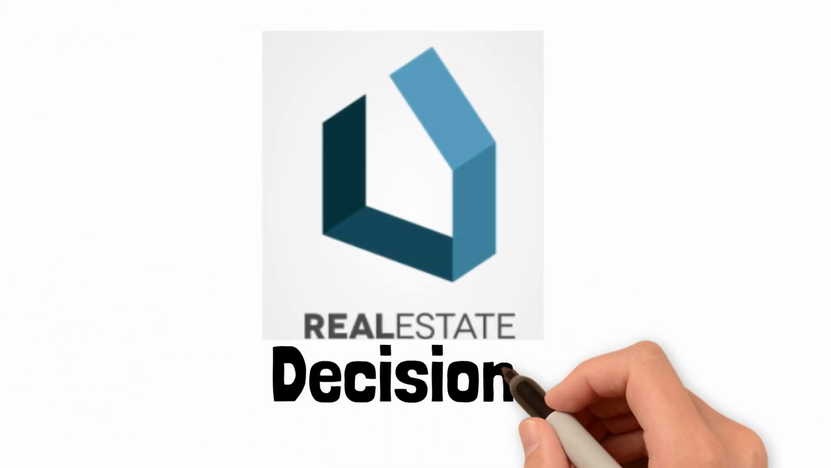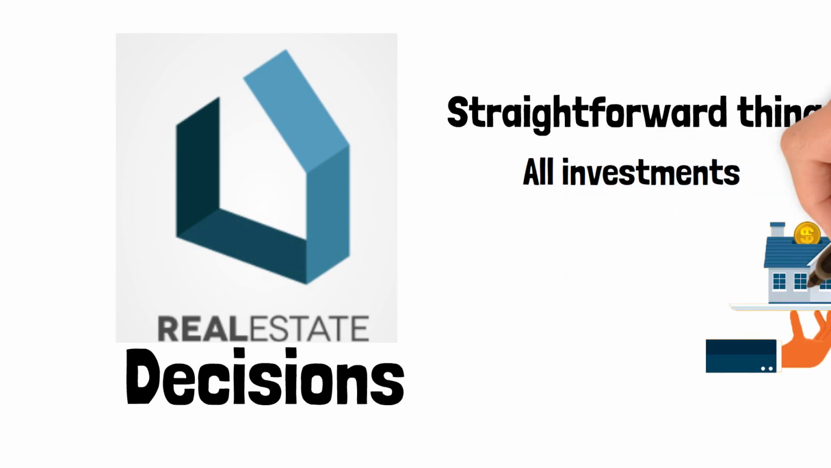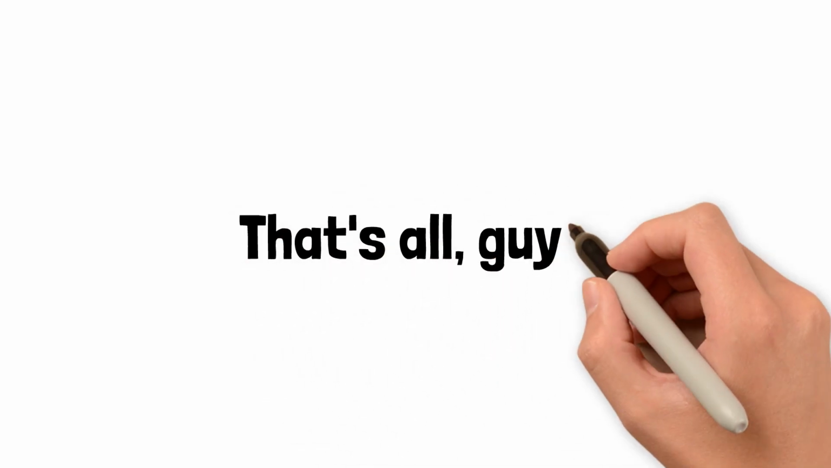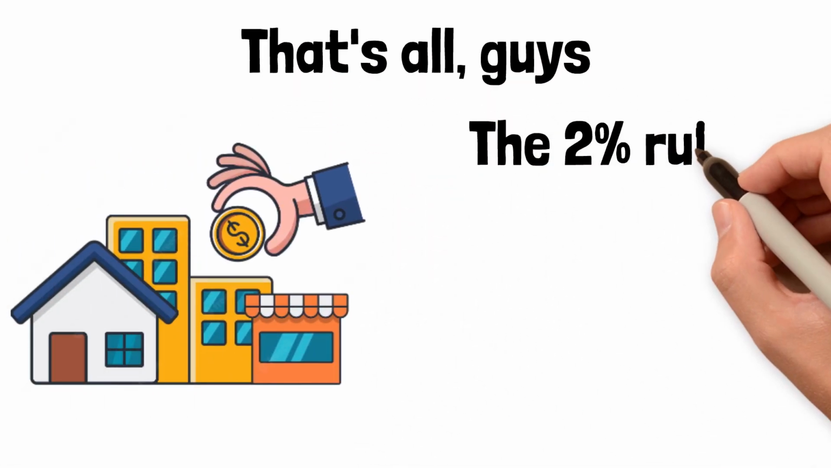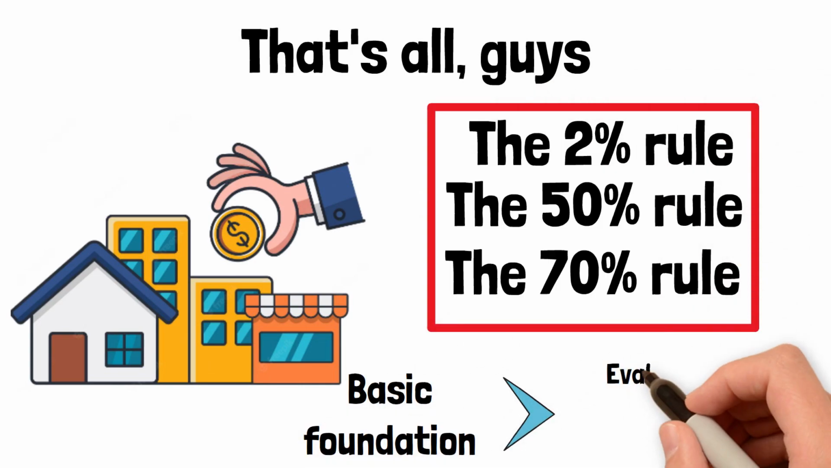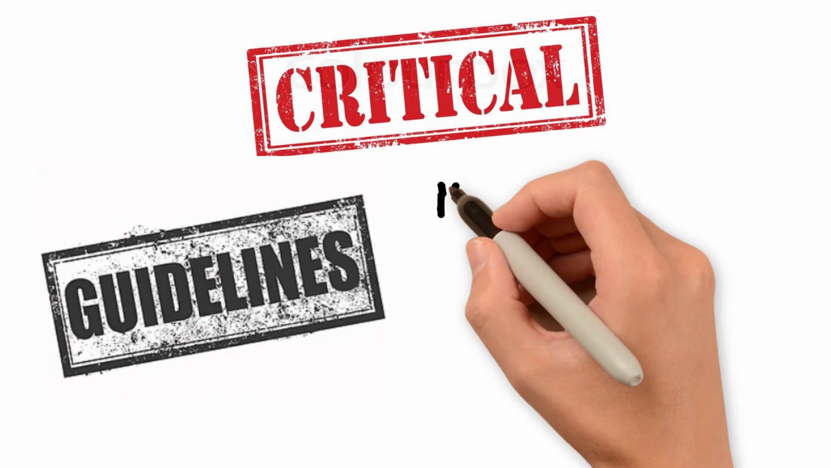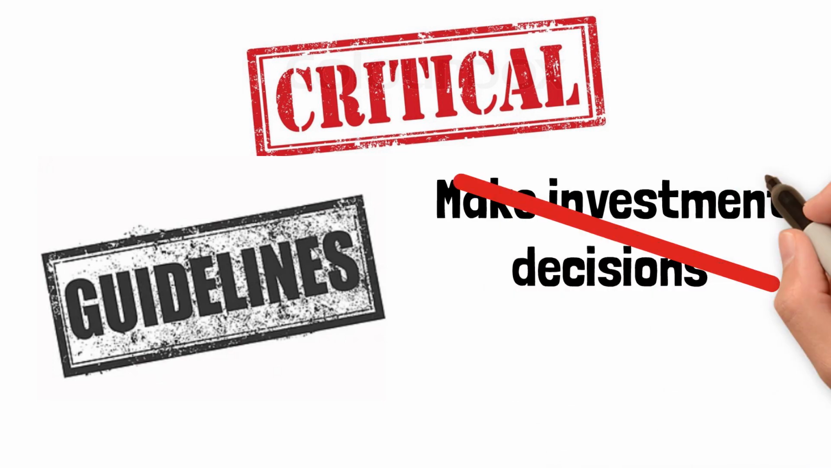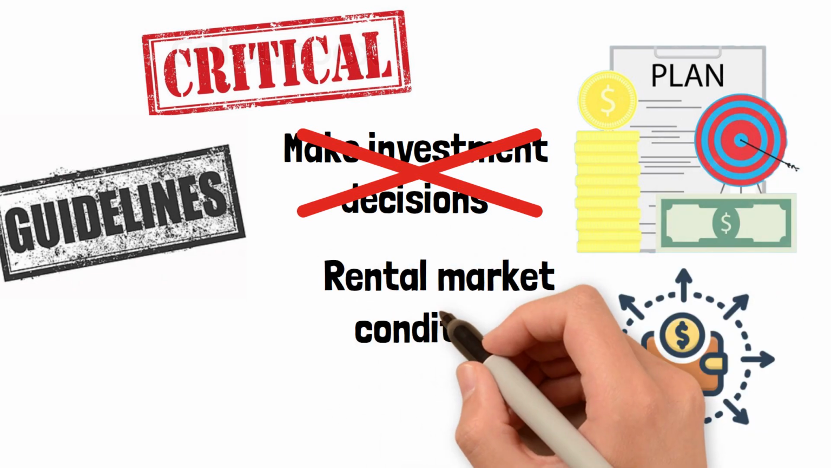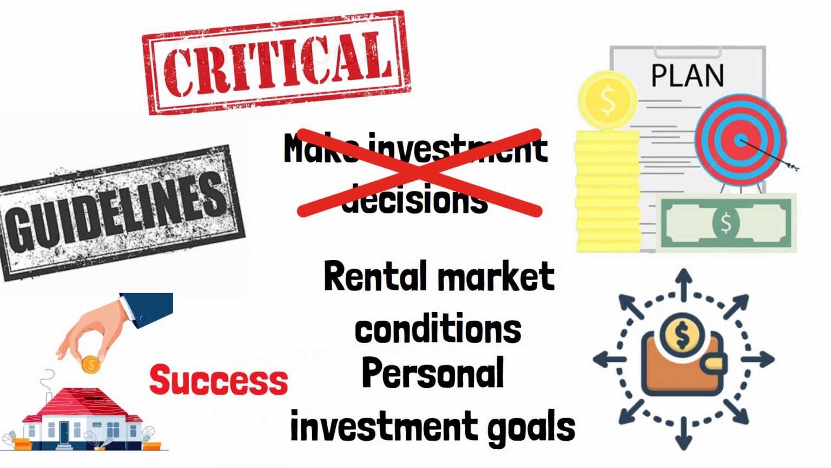While making real estate decisions, a straightforward thing should always be kept in mind. All investments, including real estate investments, carry inherent dangers. That's all, guys. In real estate investing, the 2% rule, 50% rule, and 70% rule give a basic foundation for evaluating investment opportunities. However, it's critical to remember that they are only guidelines and should not be used alone to make investment decisions. A solid financial plan that accounts for all expenses, rental market conditions, and personal investment goals should all be considered for real estate investing success.